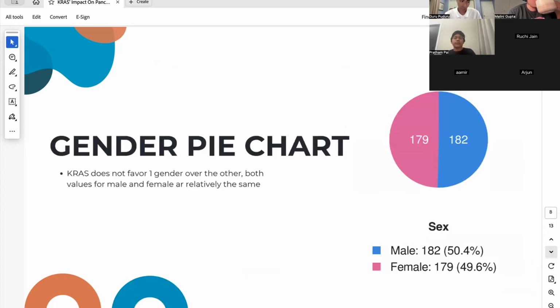And then the gender pie chart, interestingly, shows that no gender is favored over the other in KRAS, and it targets both genders the same.